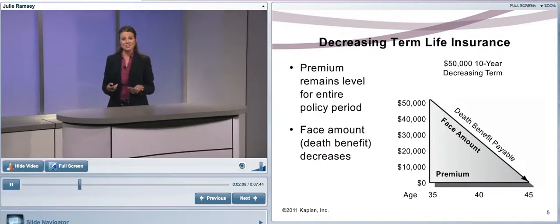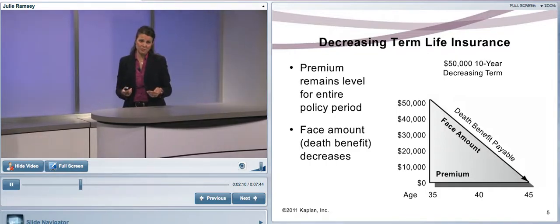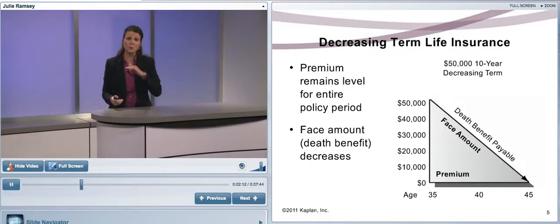Another policy is decreasing term insurance. All right? Now, in decreasing term insurance, the premium stays level, but look at the death benefit. The death benefit goes down every single year. Take a look. Here's an example. It's a 10-year decreasing term policy.